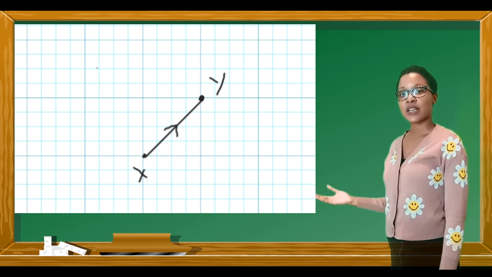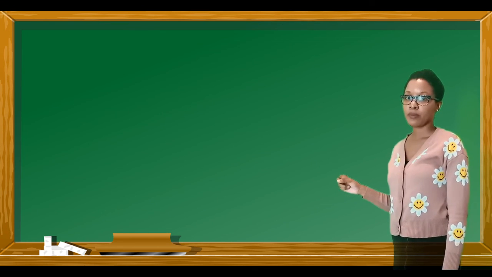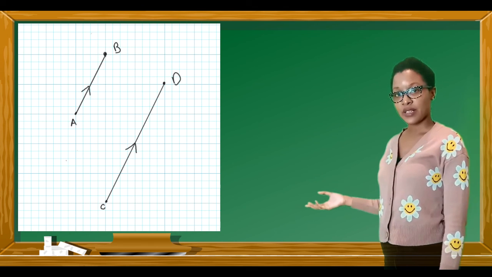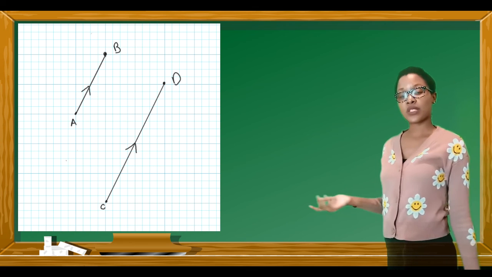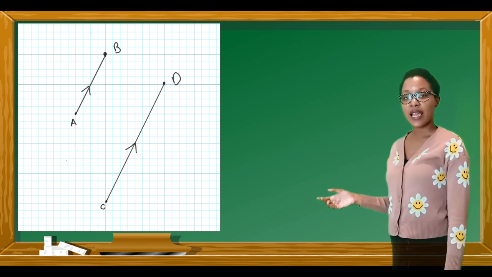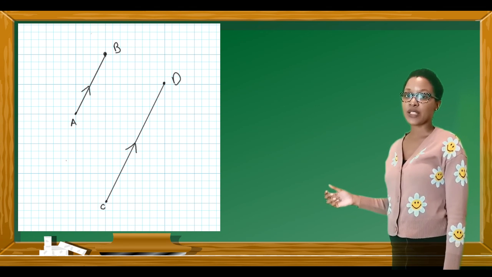We call this vector a unit vector because it has a magnitude of 1. There are also parallel vectors. These are vectors that are parallel to each other. And we know what parallel means. They are lines that do not touch and have the same distance between them at all times.